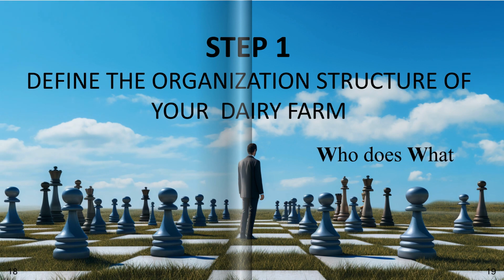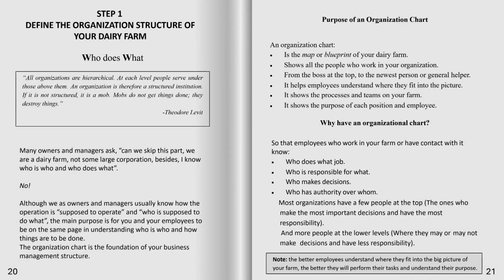Step 1. Define the organization structure of your dairy farm. Who does what? All organizations are hierarchical. At each level, people serve under those above them. An organization is therefore a structured institution. If it is not structured, it is a mob. Mobs do not get things done. They destroy things.